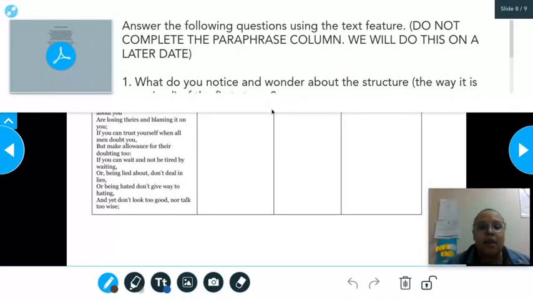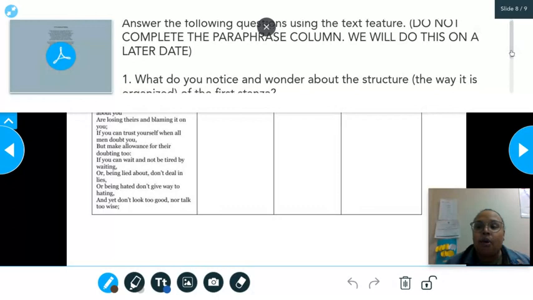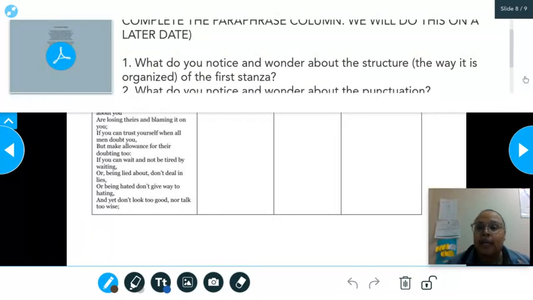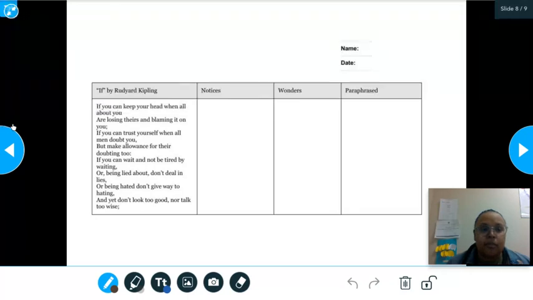Next, you have a graphic organizer, which you will complete with things that you notice and wonder about the poem. I have questions in here that I would like for you to put in your graphic organizer. If you look at the graphic organizer, I have the lines of the poem here. We have notices, wonders, and paraphrased. We are not going to focus on the paraphrase section right now. This will be done on a later date. We are just focusing on the notices and wonders.